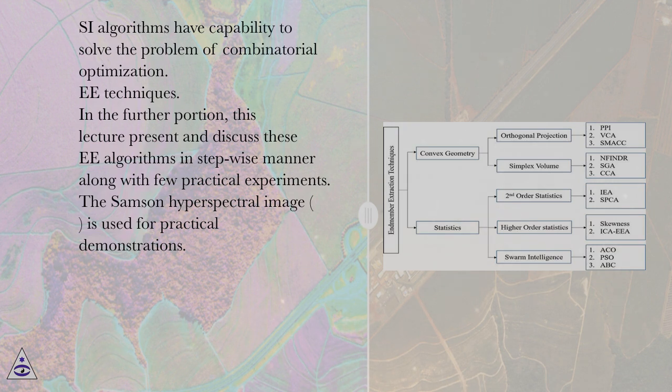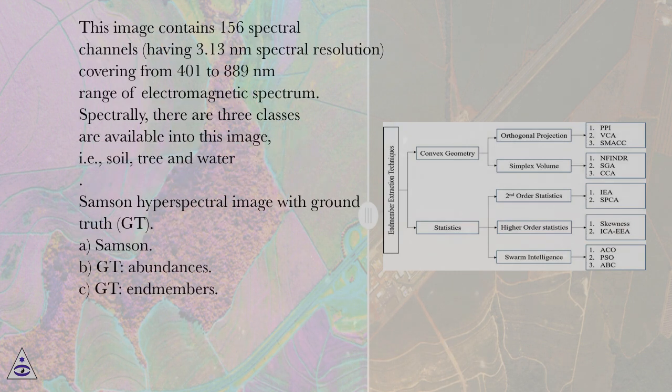EE techniques. In the further portion, this lecture presents and discusses these EE algorithms in a stepwise manner along with a few practical experiments. The Samson hyperspectral image is used for practical demonstrations. This image contains 156 spectral channels, having 3.13 nanometers spectral resolution, covering the 401 to 889 nanometers range of the electromagnetic spectrum. Spectrally, there are three classes available in this image, i.e., soil, tree and water. Samson hyperspectral image with ground truth, GT.